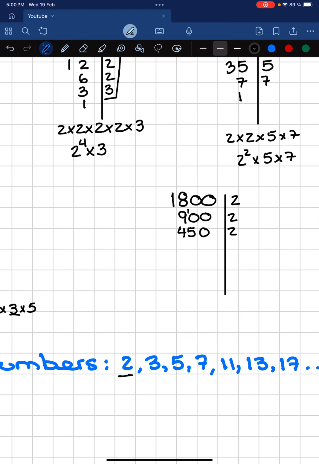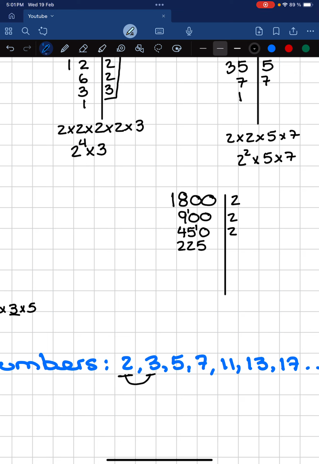Now, 450. We can divide it by 2 because it ends in 0. 2 in 4 fits 2 times, no remainder. 2 in 5 fits 2 times with a remainder of 1. And 2 in 10 fits 5 times. Good. Can we continue dividing by 2? No, right? So we jump to 3.